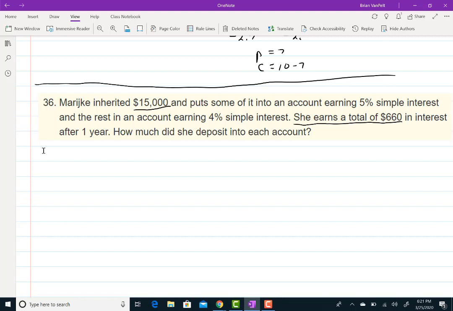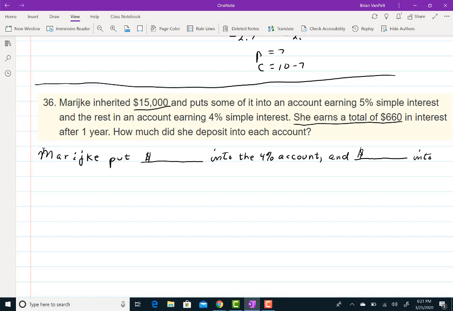So let's see, Marique, let's say she put blank dollars into the 4% account and blank dollars into the 5% account. And once again, I don't see anything better than X and Y for this. Nothing is grabbing me as being useful in describing the quantity that it signifies. So I'll just go with X and Y.